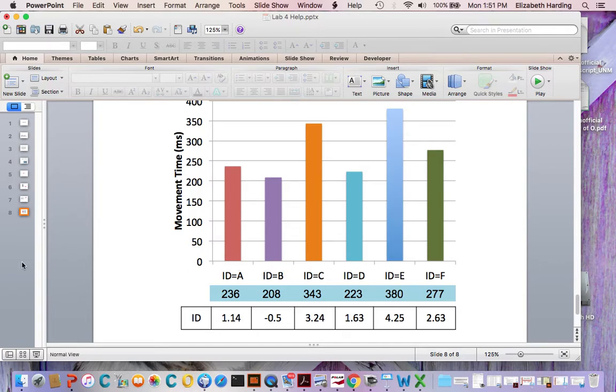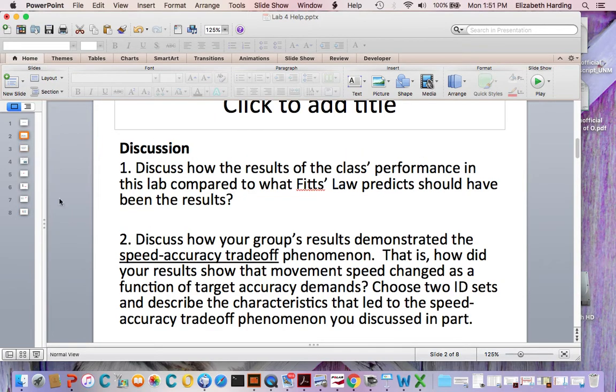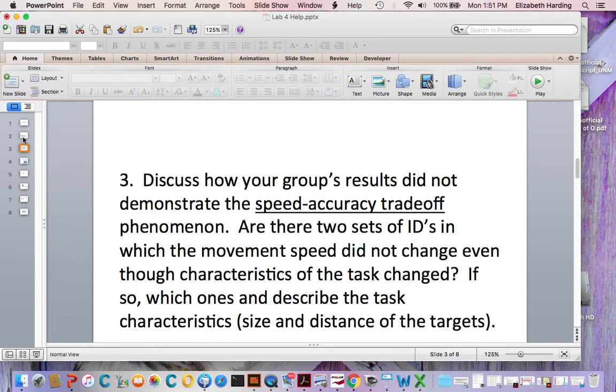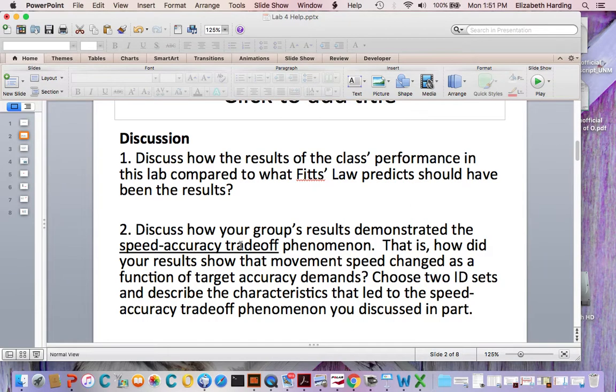All right. So the other things that you need to discuss in your lab reports: you needed to give proof or give an example of how the group's results did demonstrate the speed accuracy trade-off phenomenon. Just choose 2 ID sets that describe the characteristics, and visually look. If they were very, very far apart and the targets were very, very small, like in ID E, you would expect that the movement time would have been quite high. It would have taken a lot longer than, say, something where the targets were very wide and close together. So how did your group's results demonstrate that phenomenon?